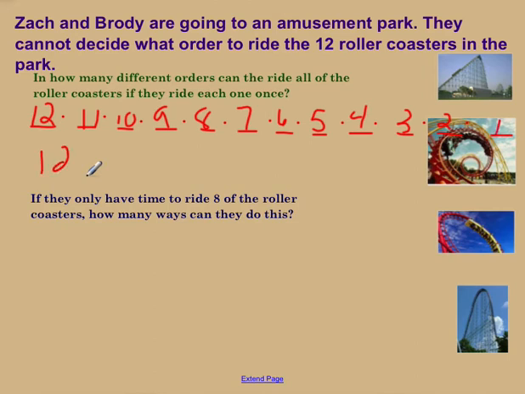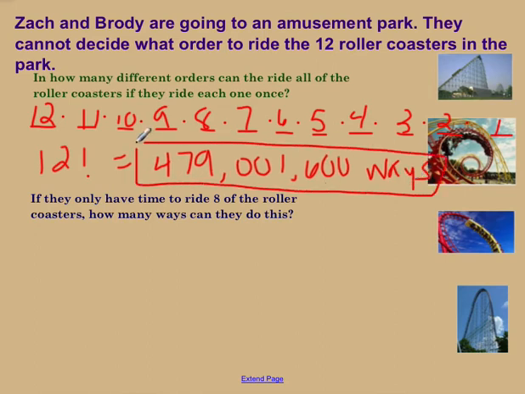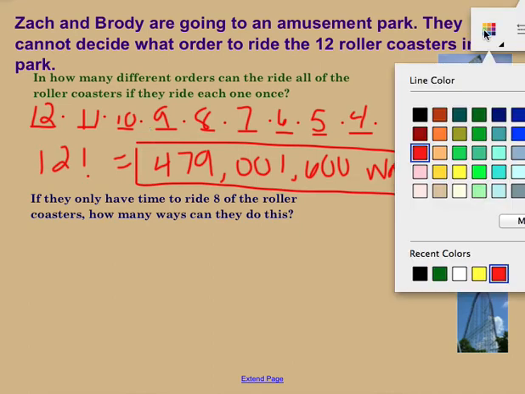So in my calculator, I'm going to type 12 times 11 times 10 times 9 times 8 times 7 times 6 times 5 times 4 times 3 times 2 times 1. And when you multiply all of that out, you end up getting 479,001,600 ways. So that's how many different ways you could go on the roller coasters in different orders. That is a crazy lot of ways, right? Okay, so let's take a look at part B.